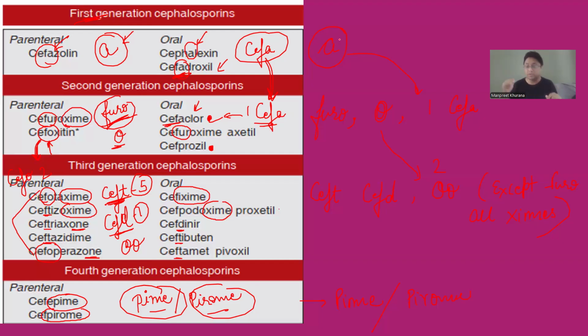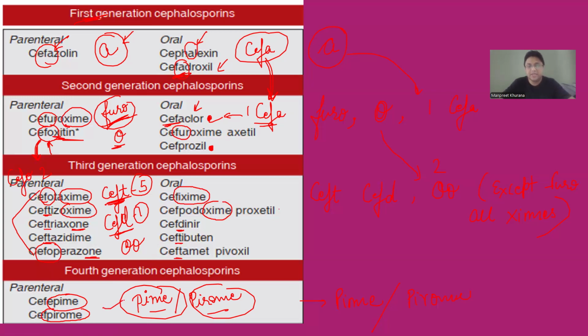Then, because we copied one A from the first to the second generation, we are copying 2 O's from the second to the third generation, right? Because there is one O in the second generation, which is cefoxitin. In the third generation, we have cefotaxime and cefoperazone, right? So there are 2 O's.